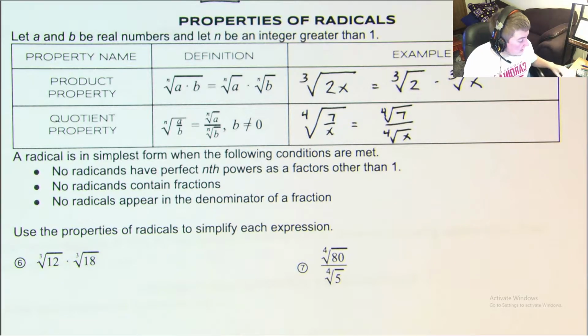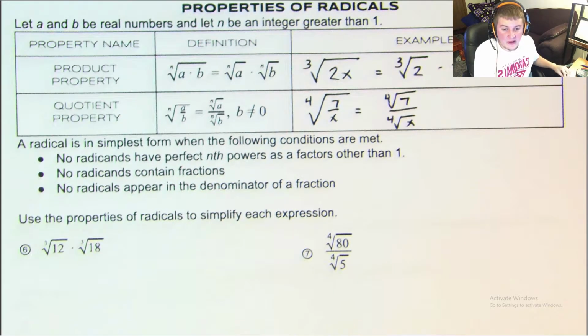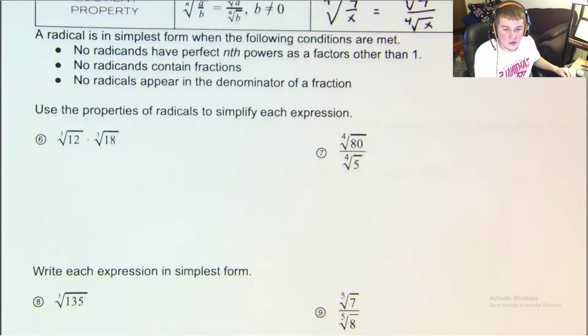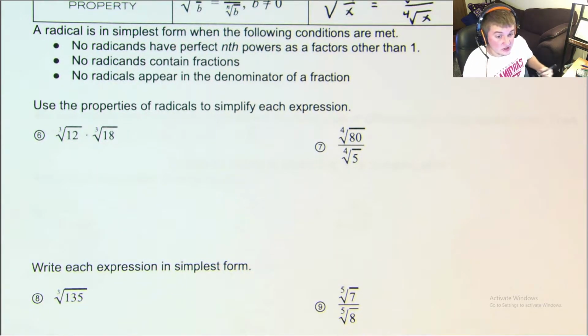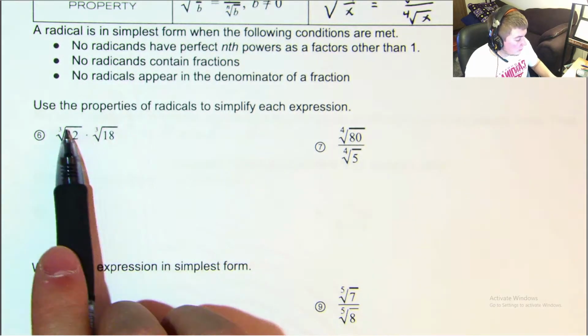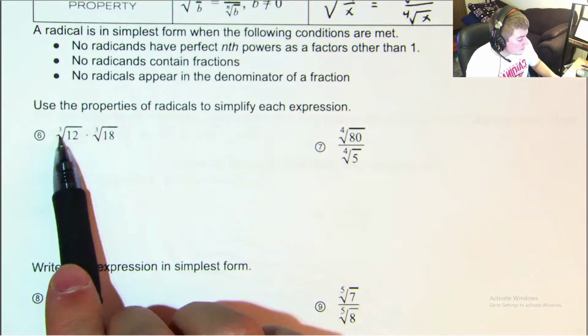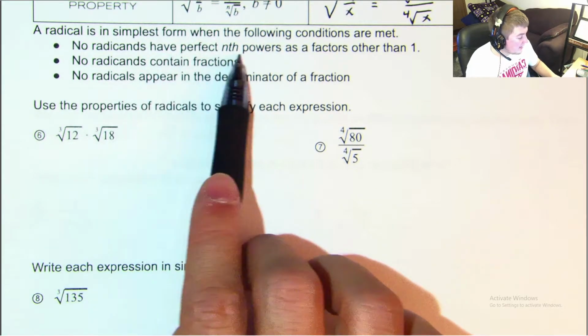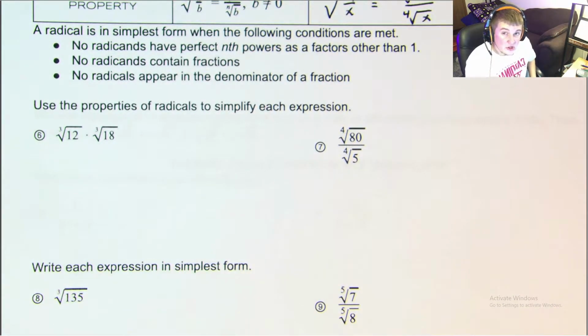Okay, so we're going to go ahead and consider the following things simplified. A radical is simplified when the following conditions are met. No radicand, or the inside of our radical symbols, can have perfect nth powers as factors other than 1. So if we're taking the square root of some number, if a factor of 4 is in there, it's not simplified unless that factor of 4 has been taken out. No radicands contain fractions, and no radicals appear in the denominator of a fraction.